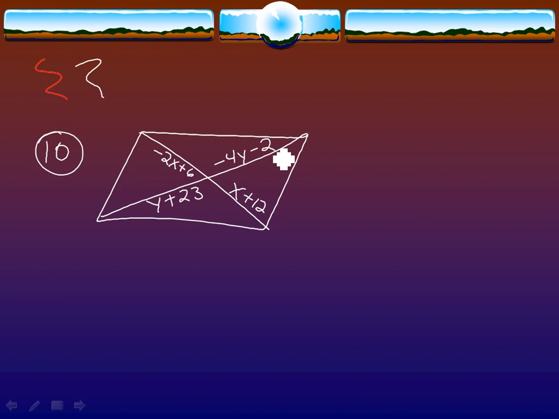Knowing that this is a parallelogram, what do you know about the diagonals? Don't say they're congruent. The two diagonals, what do you know about them? Look in your notes real quick. They bisect each other. So what do you know about this part and this part? They're equal. So what equation can I set up there?